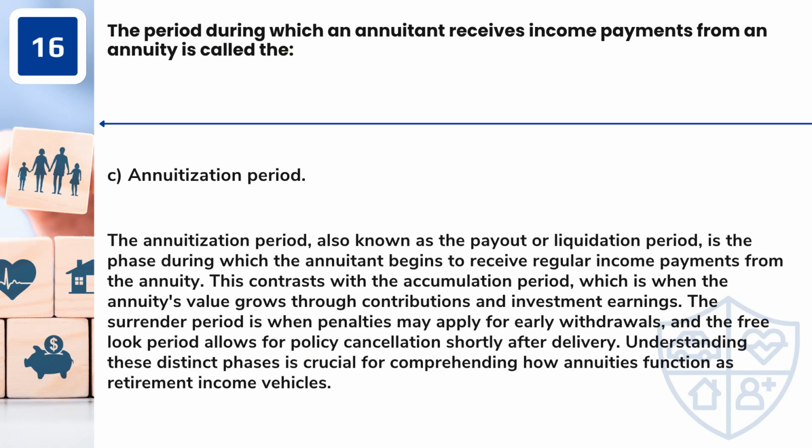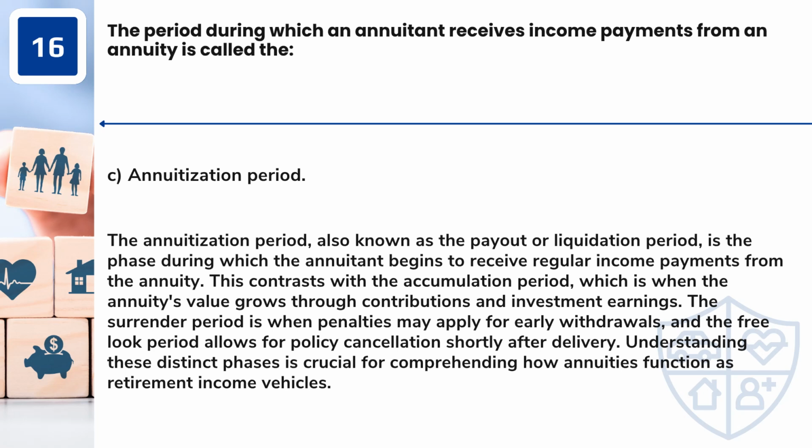Answer: C. Annuitization period. The annuitization period, also known as the payout or liquidation period, is the phase during which the annuitant begins to receive regular income payments from the annuity. This contrasts with the accumulation period, which is when the annuity's value grows through contributions and investment earnings.